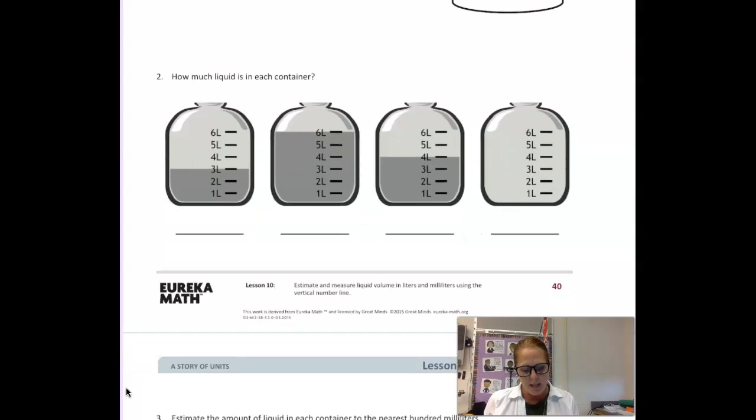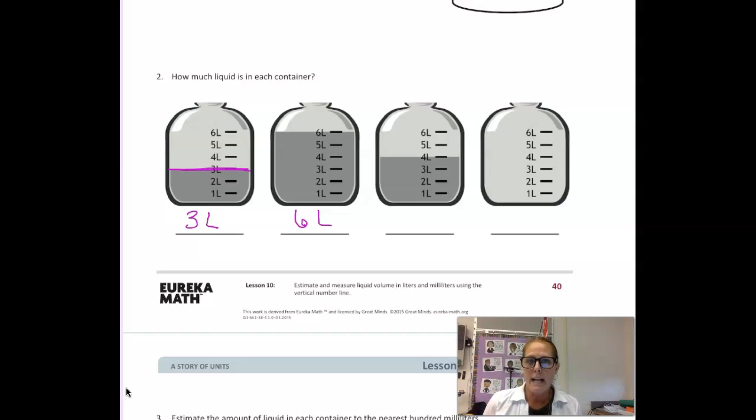And number two says, how much liquid is in each container? So what we need to do is look where the water line is and give the measurement for that amount. So the first one is right at 3 liters. We're abbreviating with a capital L for liters. The second one is right at 6 liters.